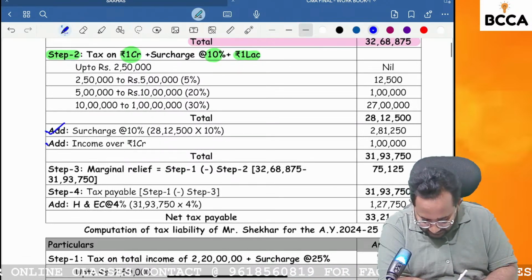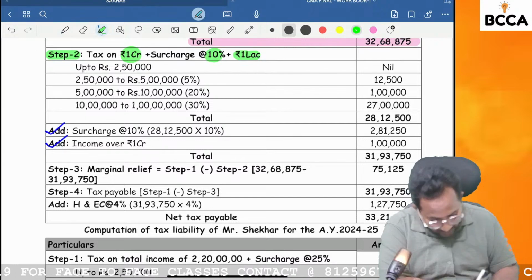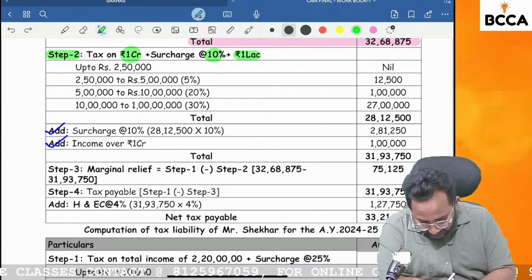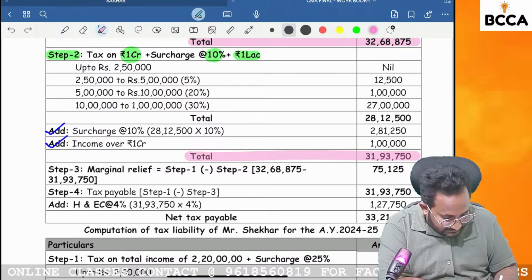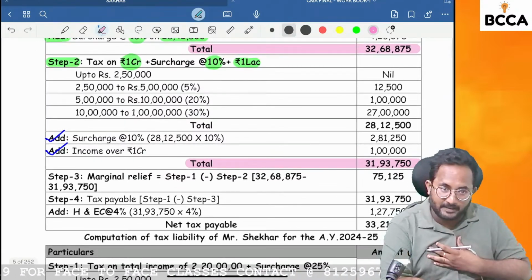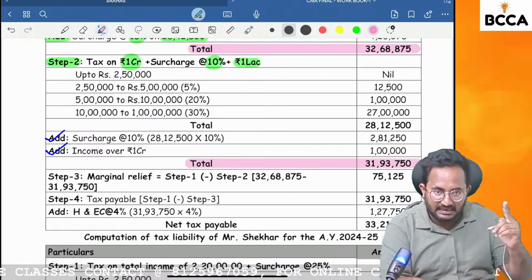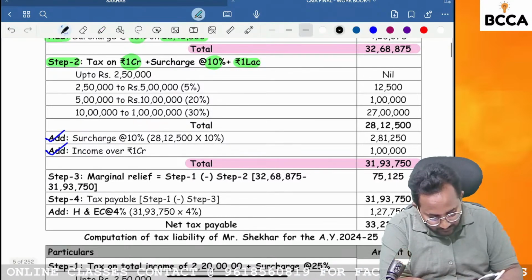Next, additional 1 lakh also, if you are given. What is the step 2 answer you have? 31 lakh 93,750. Sir, I am ready to pay the tax on 1 CR and additional 1 lakh also, if I am given. What is the tax liability?